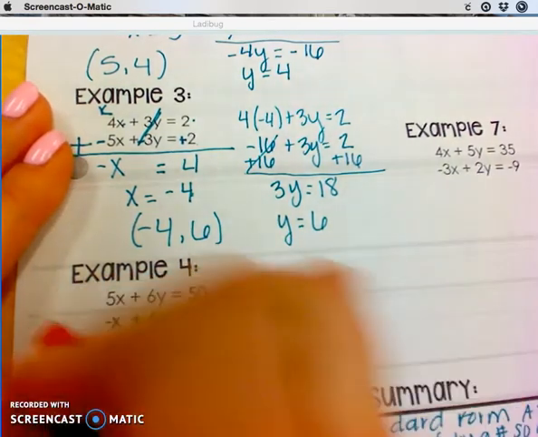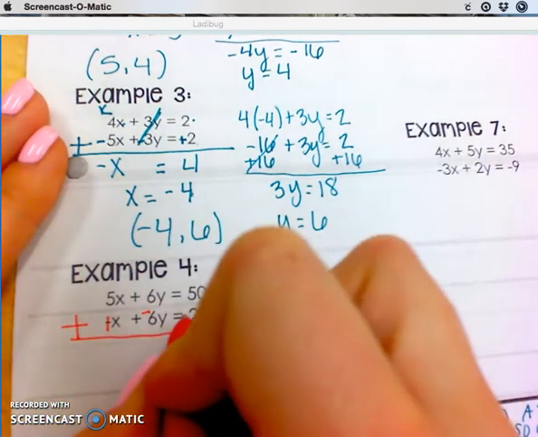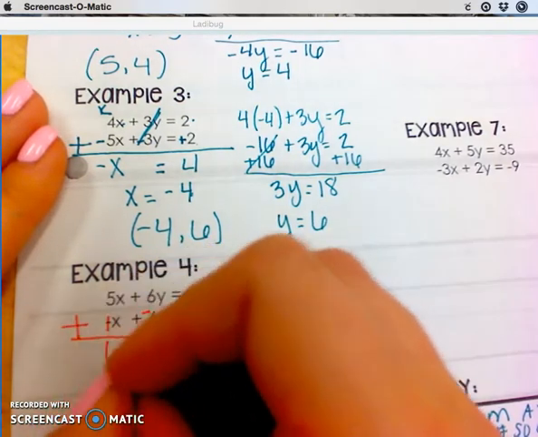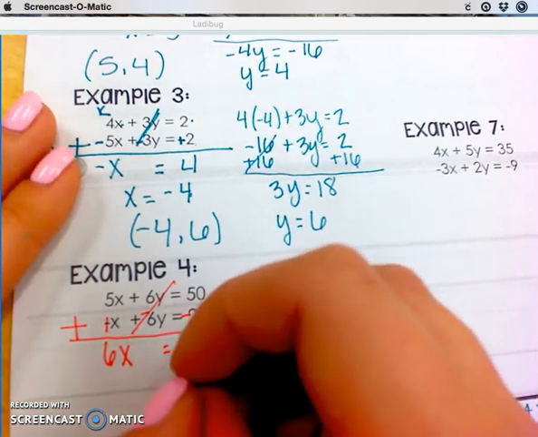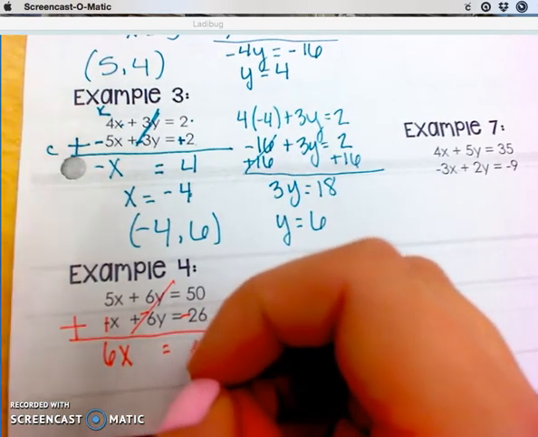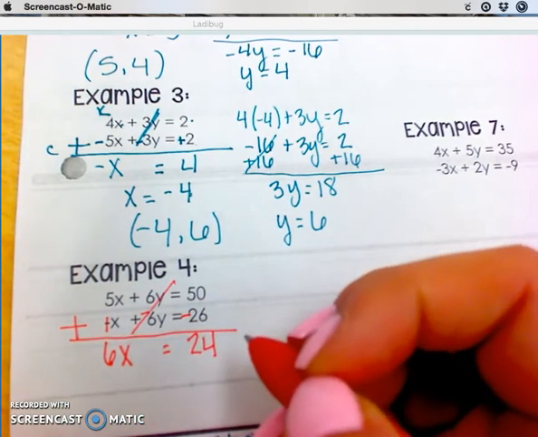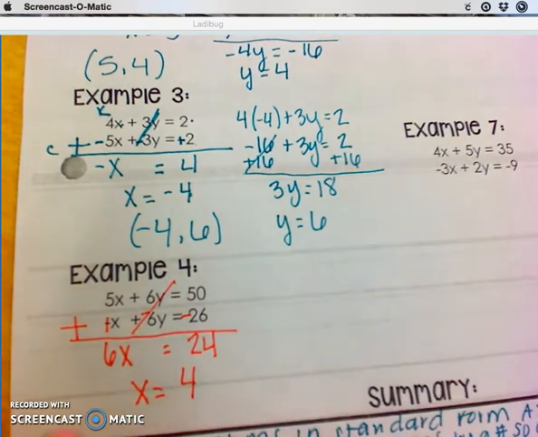I'm going to also have to subtract here, or just change the signs of everything. So I have 6x, I'm adding columns. This cancels, equals 24. Divide both sides by 6, x is 4.